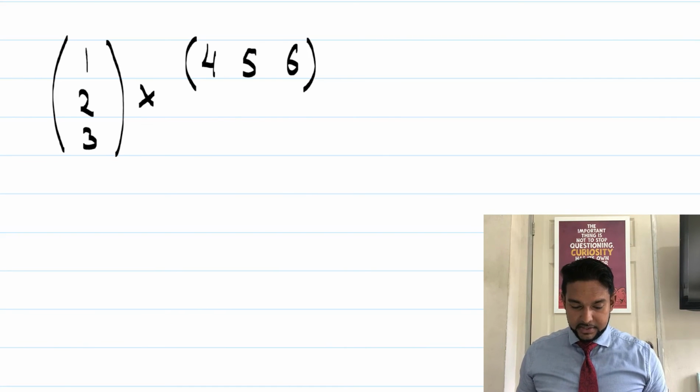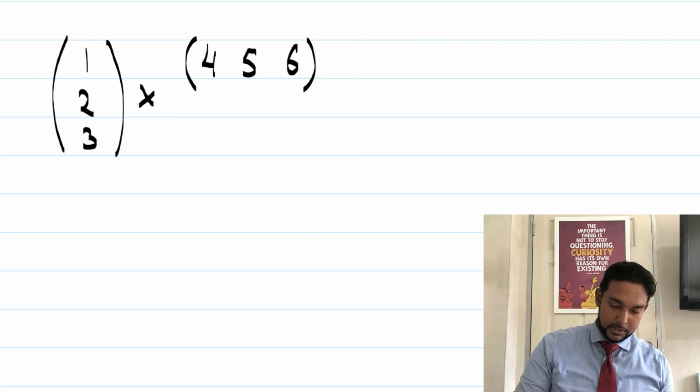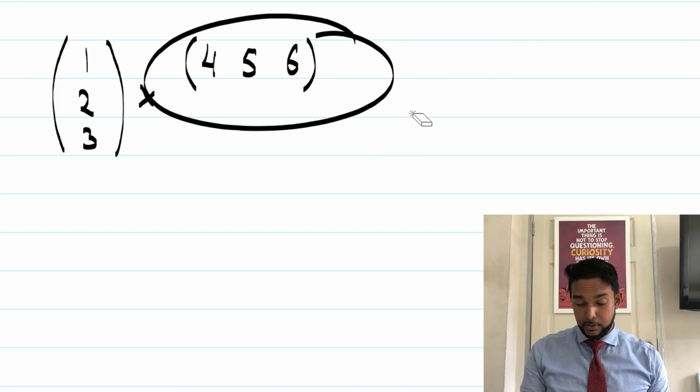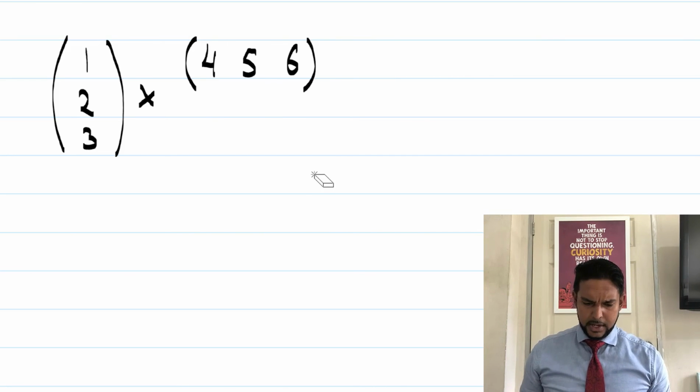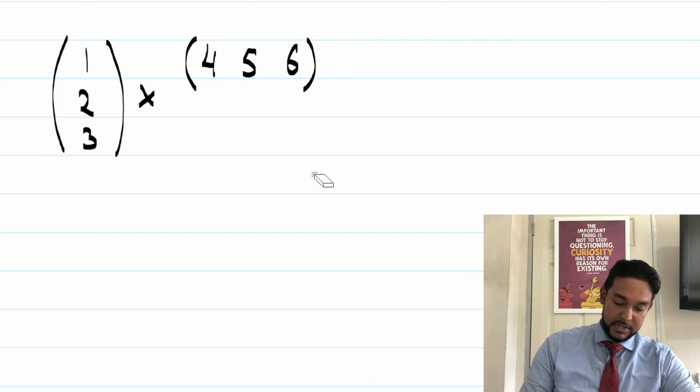Okay, so for our final example, we have these two matrices. Now, the first one is a column matrix because it's just a single column with multiple elements, multiple rows. And this is a row matrix because it's just a single row with multiple columns. And you might be asking, well, how can we multiply these two together? They don't look like they're compatible with each other for multiplication. What do we do? We assess the orders of the matrices.